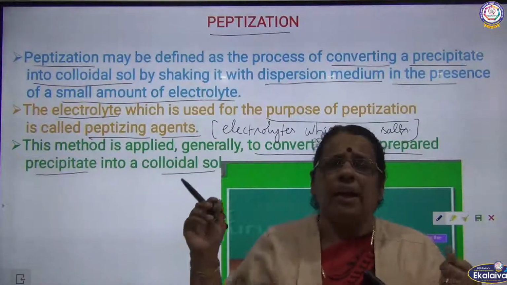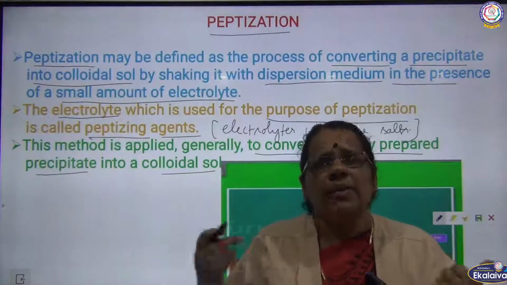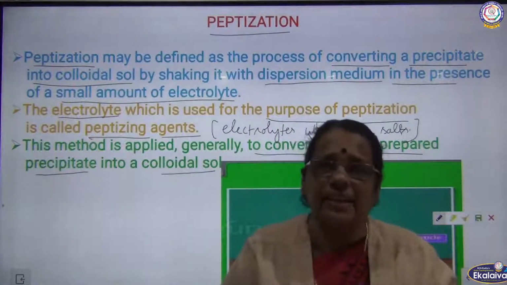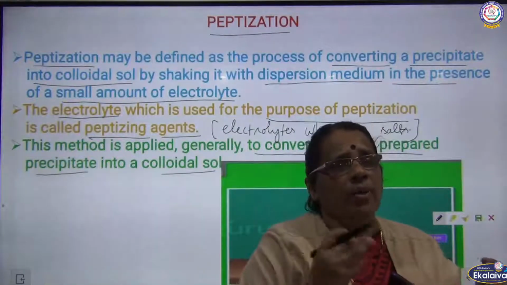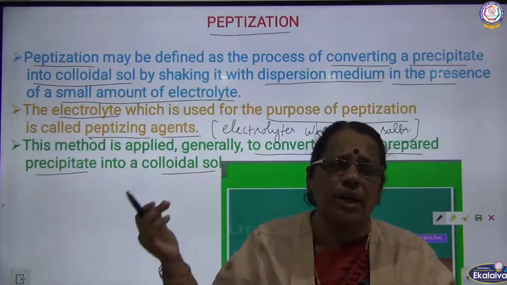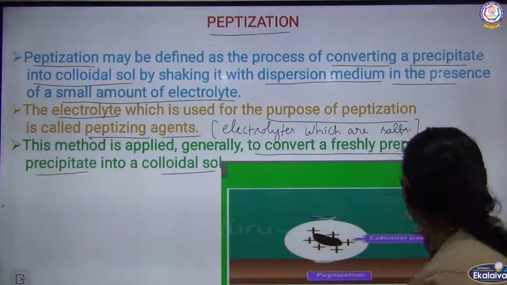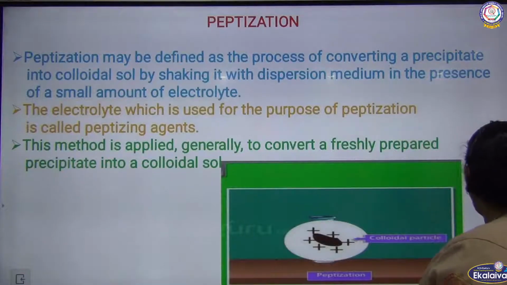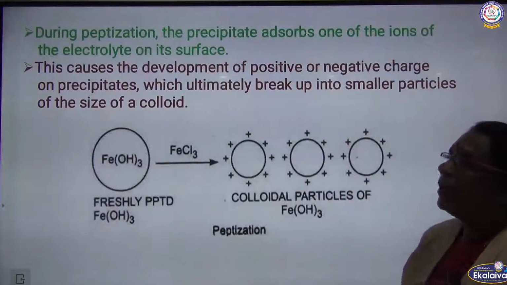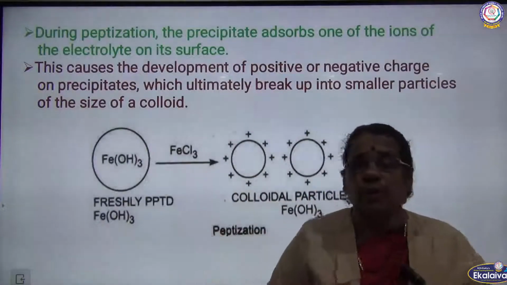So definitely when we are adding these electrolytes, which are otherwise called peptizing agents, to the precipitate, the precipitate is converted into a colloid. So we can call this method peptization. The next one: what is happening in peptization, we are going to see.